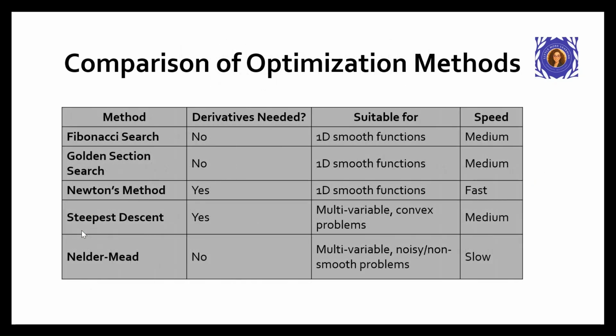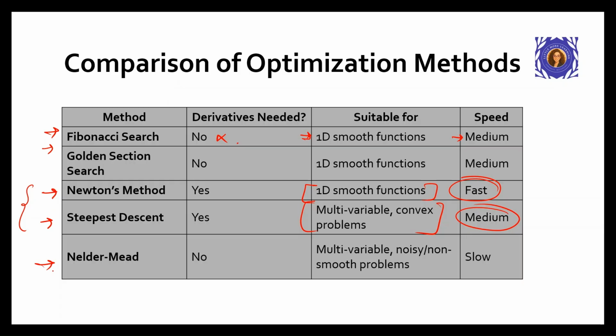Let's have a quick comparison of all the optimization methods. First, we had Fibonacci search that does not require a derivative. 1D smooth functions are the best suited for it. Speed of this is medium. Then for golden search, similar things as the Fibonacci one. Then comes Newton's method and steepest descent. Both of them require derivatives, and Newton's method is for 1D functions, whereas steepest descent is for multivariable and convex problems. Newton's method is very fast, whereas steepest descent has a medium speed.